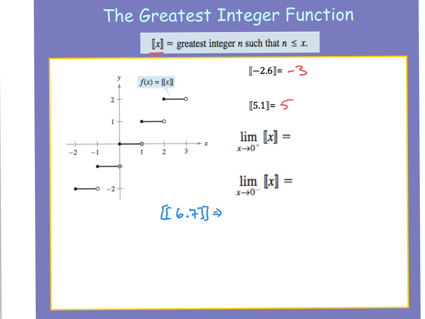All right. If I have the greatest integer of 6.7, Miss Walker, what is it in between? 6 and 7. Which step is it still on? 6. The greatest integer is 6.